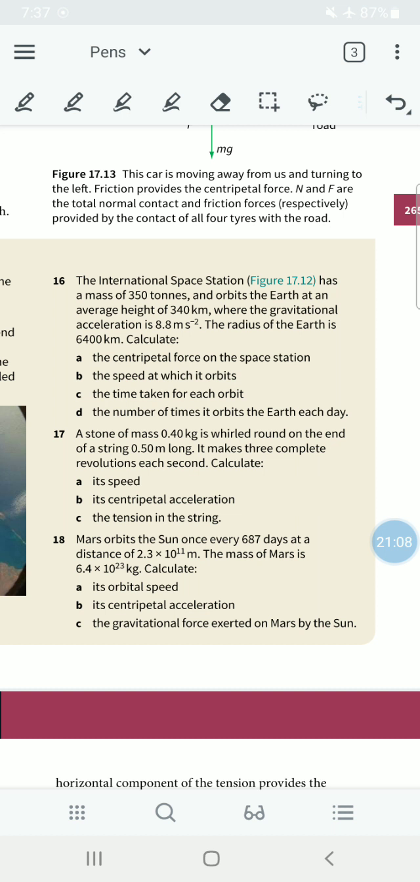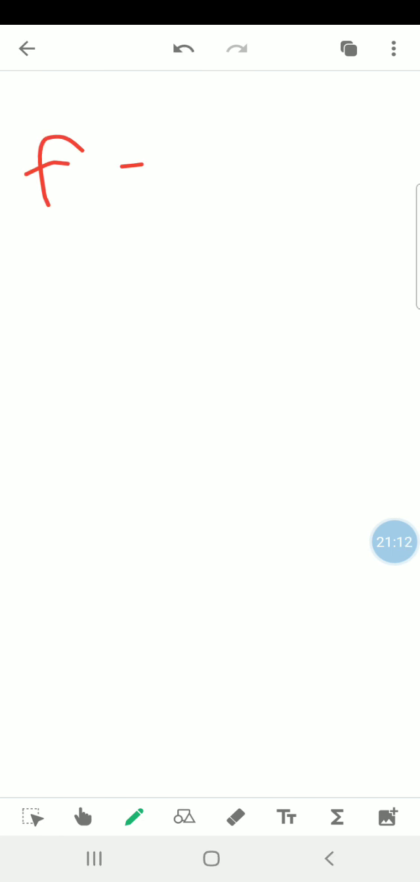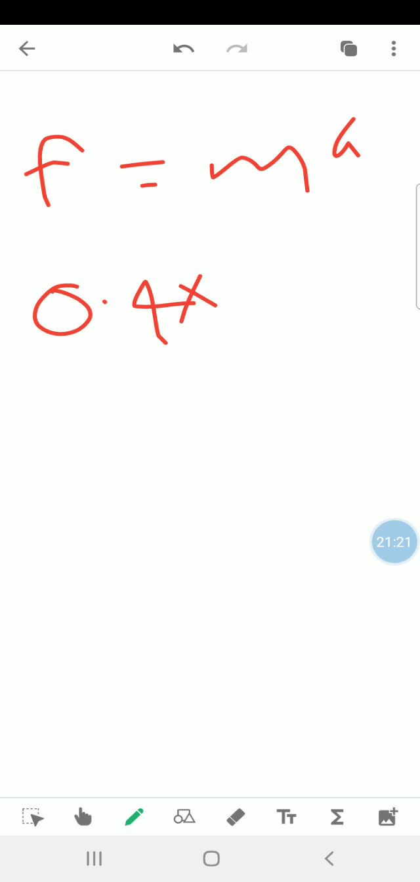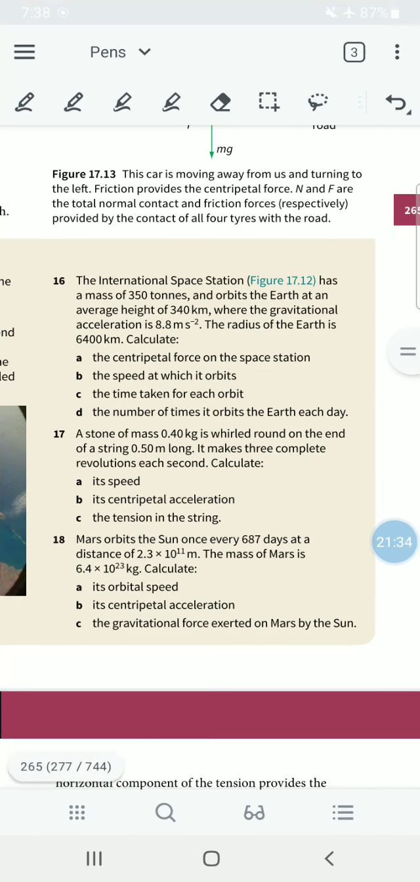F equals ma. So, F equals ma is used to calculate the centripetal acceleration. Mass is given to be 0.4 multiplied by 178. We just calculated the acceleration and the answer is 71 newtons. So that is the tension in the string. Right, let's go to the next question.